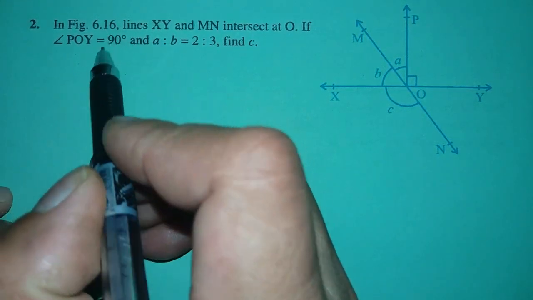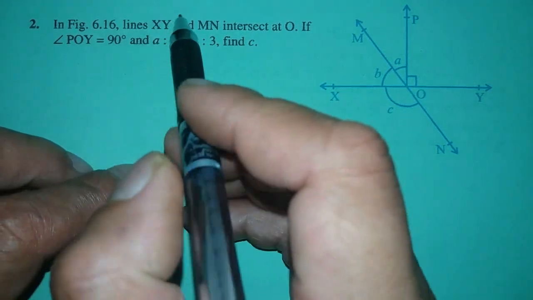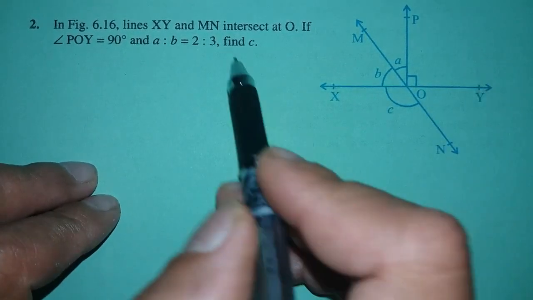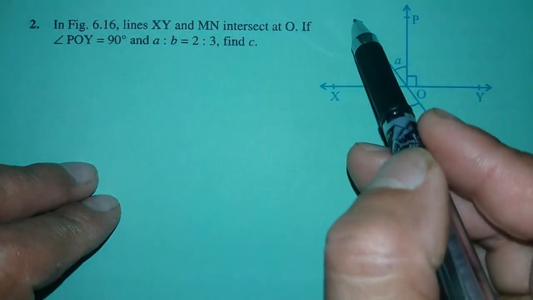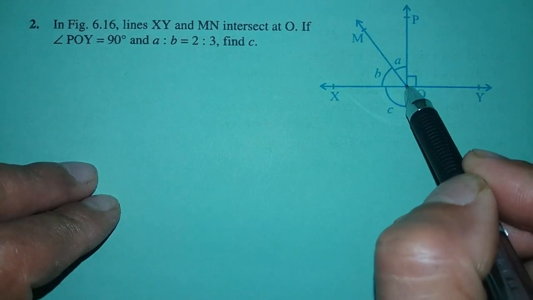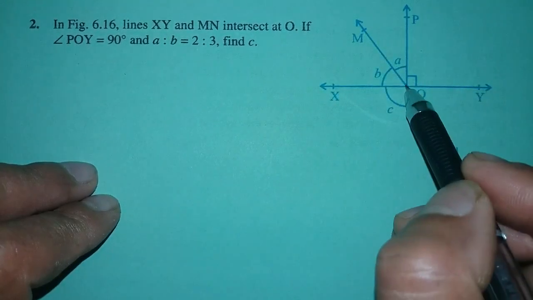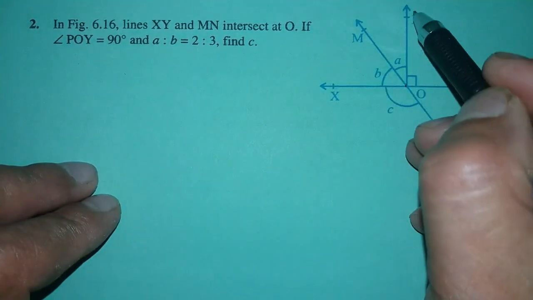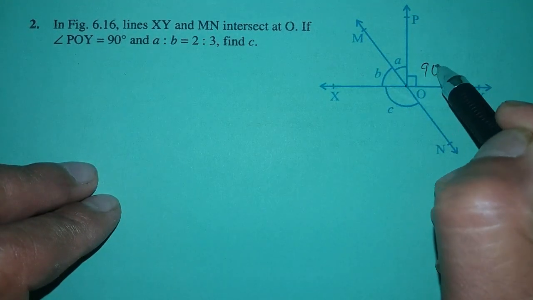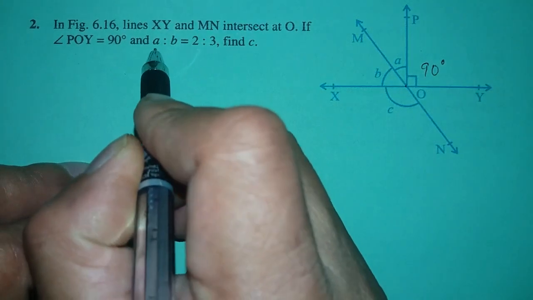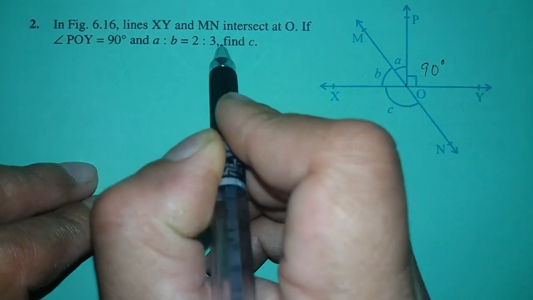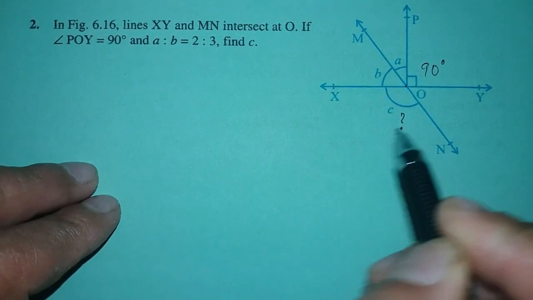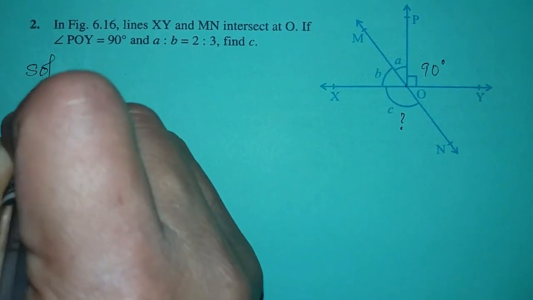Now let's see question number 2. In figure 6.16, lines XY, this is the line XY, and MN intersect at O. This is the line MN, and this is the point of intersection. These two lines are intersecting at point O. If angle POY is equal to 90 degree, and the ratio A is to B is equal to 2:3, find C. C is here, so we're going to find out this one. Now solution.